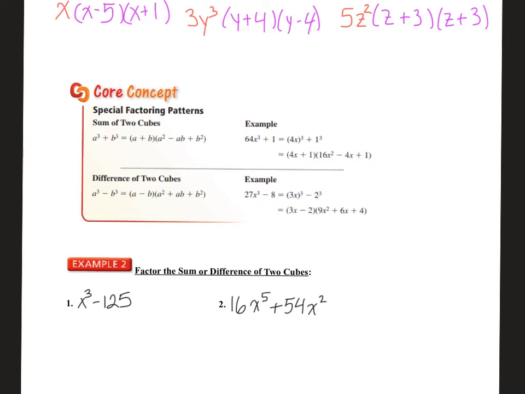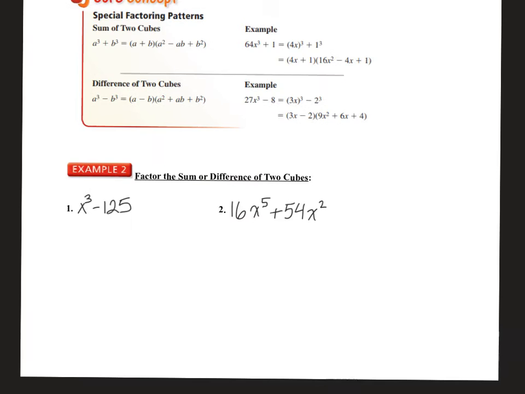So we're going to want to identify the A and the B values first. The first thing I'm going to notice right here is that it's a difference, so I'm going to go ahead and write D for difference. And we want to identify the A and the B. There's no number here, but it's automatically a 1, so I'm going to put 1x, or you could just put x. And your B, what number to the third power would give you 125? Correct answer is 5.